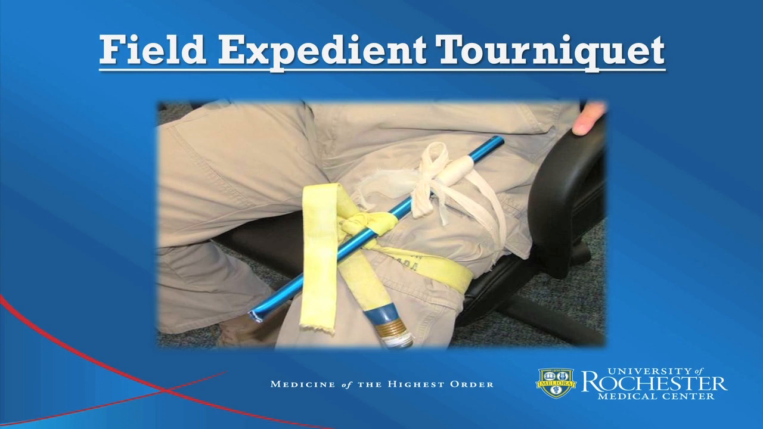This is an example of a field expedient tourniquet. Notice that the strap being used is a piece of garden hose. The windlass is a piece of aluminum tubing, and the windlass is being secured by gauze.